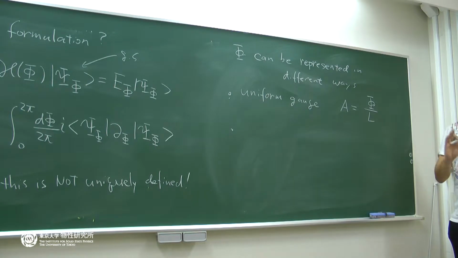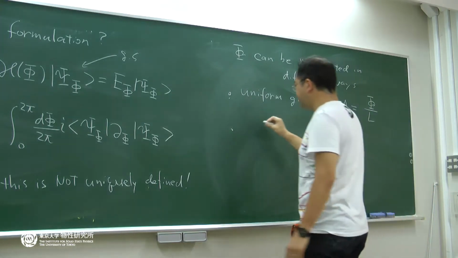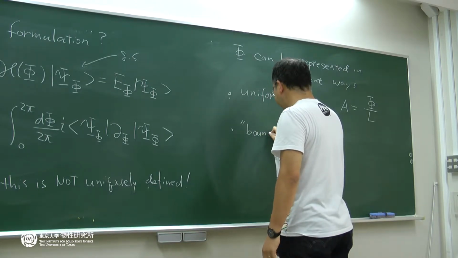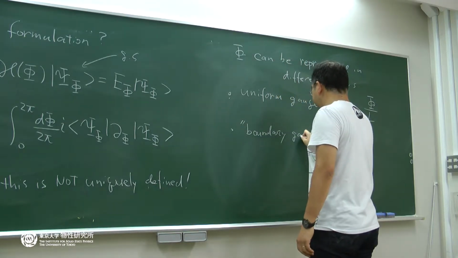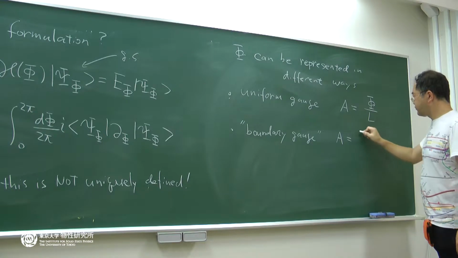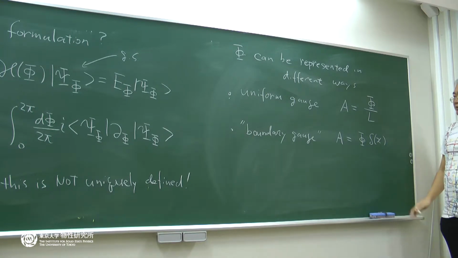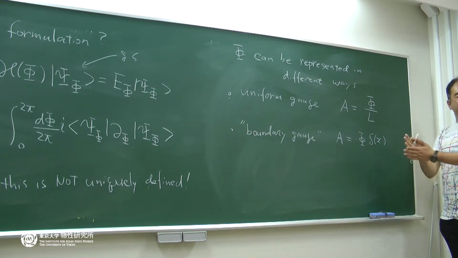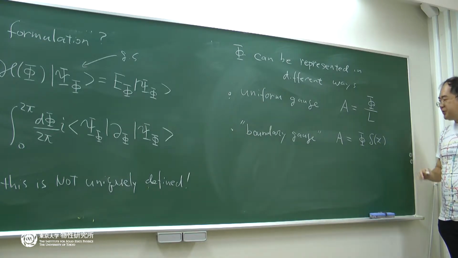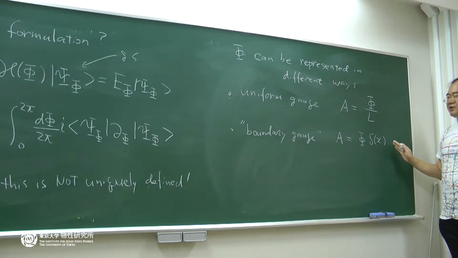Another choice, for example, is to concentrate the vector potential at a single point. Let's call it the boundary gauge. I can concentrate the vector potential at, let's say, a single point. And if you choose this boundary gauge, this is equivalent to imposing the twisted boundary condition.